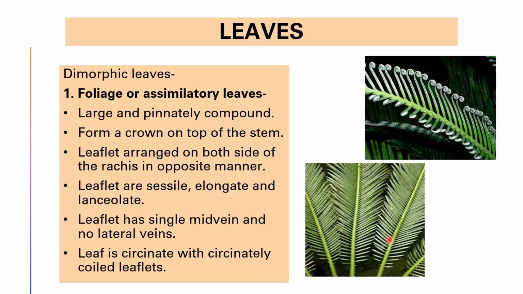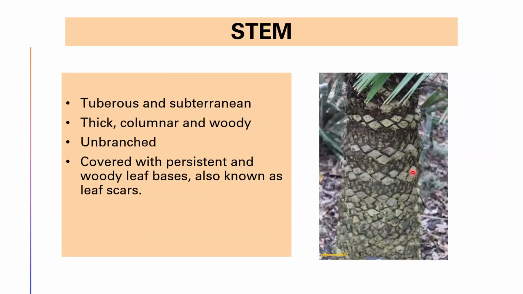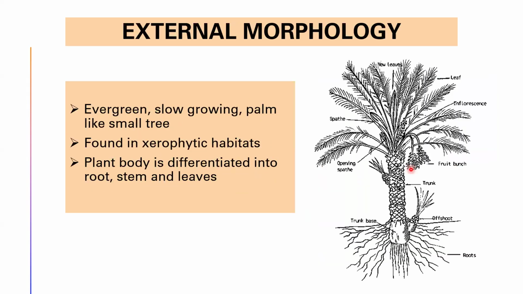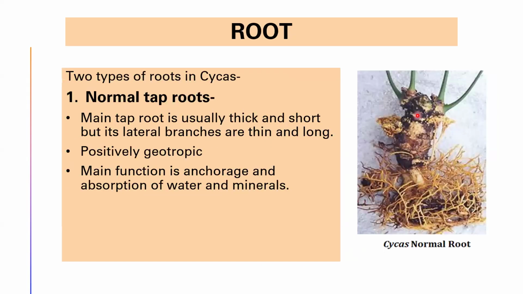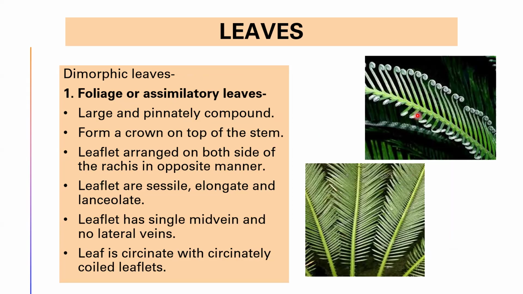When the trunk is present, as you can see in our previous diagram, here the trunk, they form a crown-like structure over the trunk. So these foliage leaves form a crown-like structure over the top of the stem. And they are pinnately compound, meaning the leaflets arise from a common rachis, and therefore they are called pinnately compound, as you can see in the diagram.